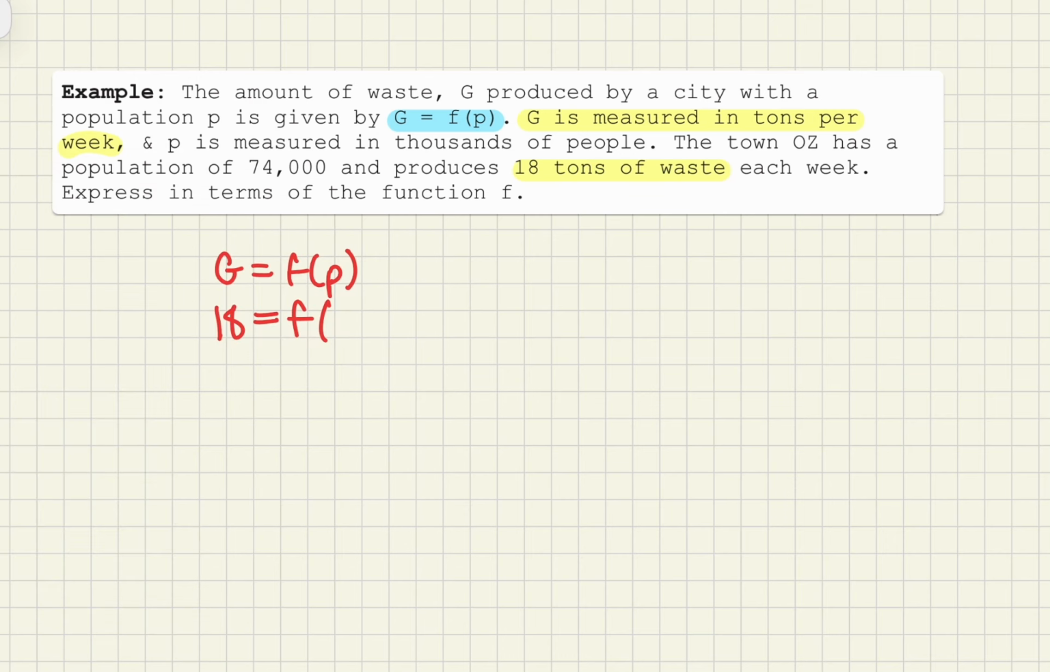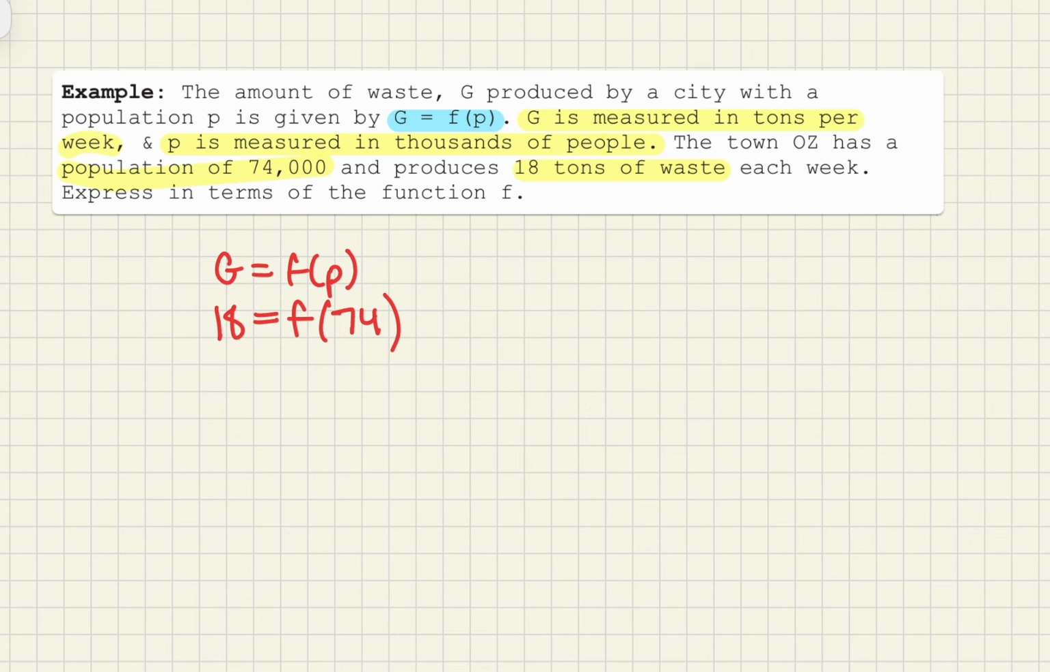And we're also told that P is measured in thousands of people. And what's measured using the unit of people? The population, which is 74,000. And this equation reads as 74,000 people produced 18 tons of garbage.